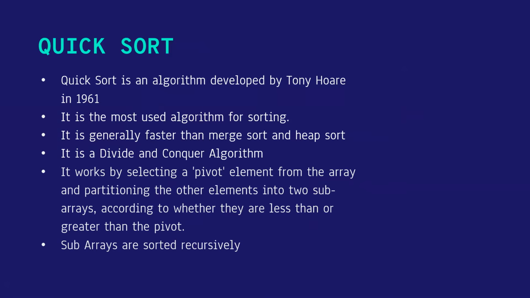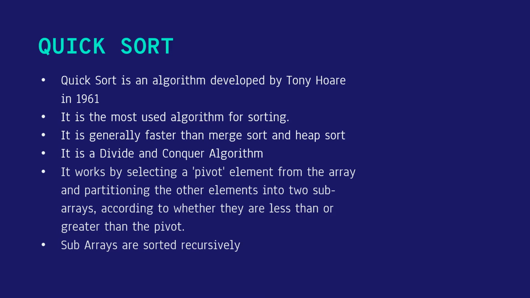So what is quicksort? Quicksort is an algorithm developed by Tony Hoare. It is the most widely used algorithm, and basically it's faster than merge sort and heap sort. It falls under the category of divide and conquer approach. The process behind this is it works based on the pivot. Firstly, in quicksort, we select a pivot from an array or a list. The pivot partitions the elements into two subarrays, and the elements to the left of the pivot are always less than the pivot, and elements to the right of the pivot are always greater than the pivot.